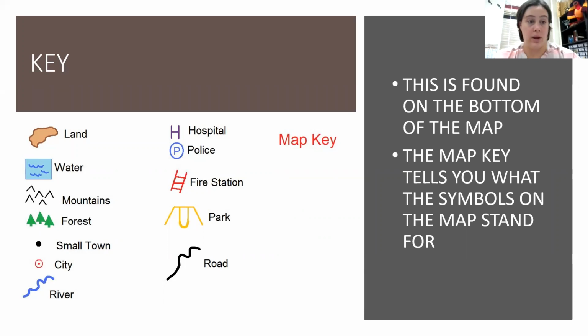So if we were to go down through here, as you can see, there's a specific picture for land, water, mountains, forests, small town, city, river, hospital, police, fire station, park, and road. This is what you're going to be practicing later throughout the week: looking at a map and identifying, okay, where is the land on this map? And then you would look at your key to find, oh, the land looks like this. So I'm going to go back into the map and look for it. There it is. And then you actually label it. So map keys are there to help you understand where certain things are located, whether it be a road, river, and so on. So that is the third important part of a map that you need to know.